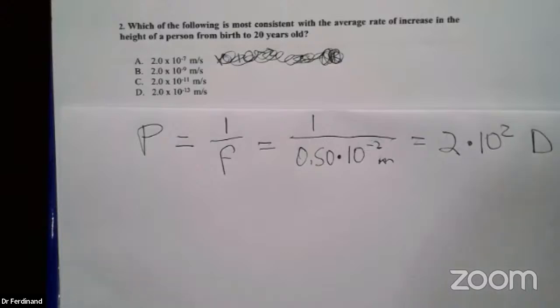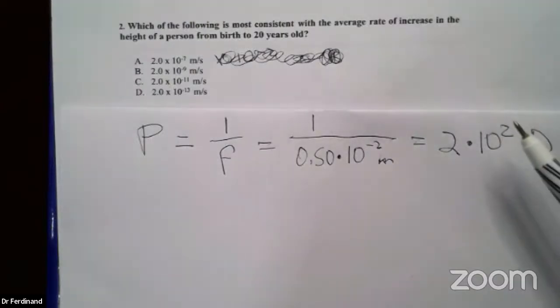You could be off by 30%, 40%, 50% in your assumptions, and you'll still get the right answer because the answer choices are crazy in terms of their differences. Okay, so obviously, in terms of the rate of growth of the height of a person from birth to 20 years old, I don't know the answer. I don't know what that is.